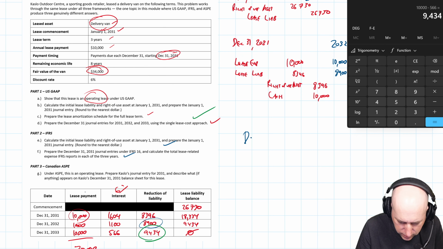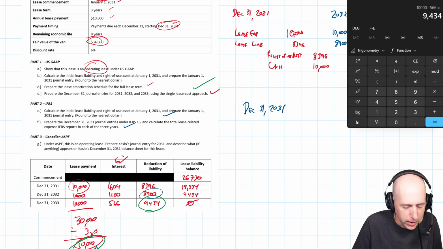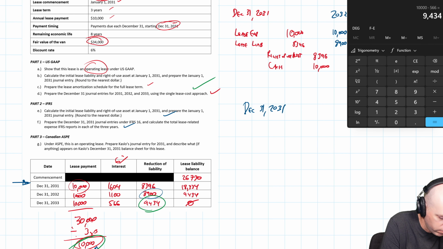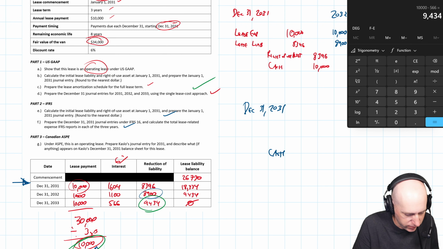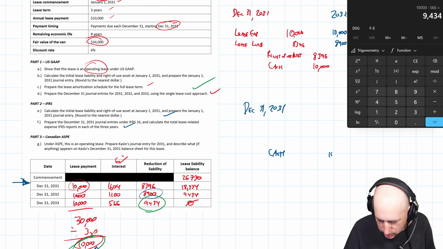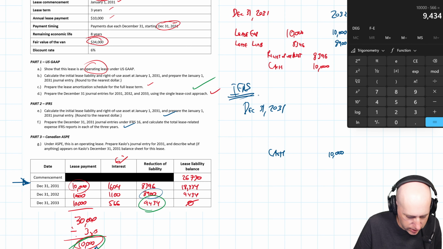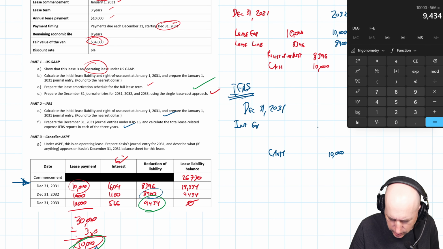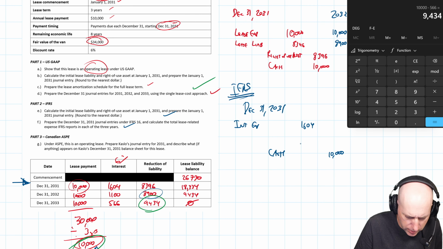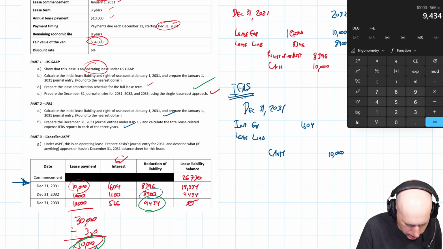Then do the December 31st, 2031 entries. Well, there's two entries, and I don't want you to lose sight of this. On December 31st, 2031, we would record an entry based on this lease amortization table. So credit cash, I'm just reading the first line of the table here, $10,000. So this is IFRS. Credit cash, $10,000. Debit interest expense, $1,604. And debit lease liability, $83.96.